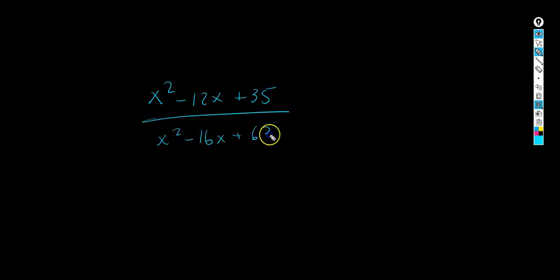Okay, so let's look at something like this. Okay, you cannot cancel the x squares. You cannot do that. You don't have a product in numerator and denominator, so you cannot cancel those. So I need to factor the numerator and the denominator separately. Two numbers, because this is leading with x squared by itself, that multiply together to give you positive 35, but add up to give you negative 12. That would be negative 7 and negative 5.